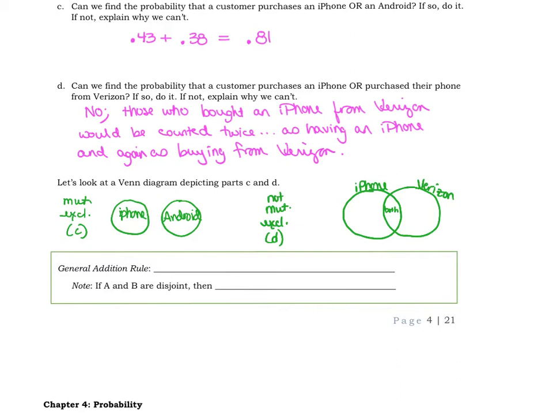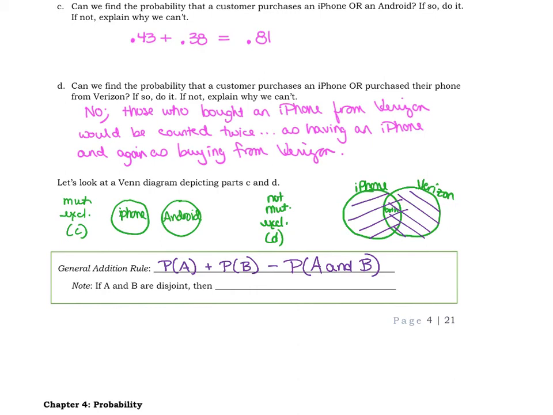Okay, so that leads us to this idea of the general addition rule, which is, what do I do when there's stuff in the middle? How do we figure that out? So what we do is we find the probability of event A. Let's say that's the iPhone users. We add to that the probability of event B. Let's say that's the Verizon users. So let me just real quick shade this in here. So there's my iPhone users. Here are my Verizon purchasers. And notice where they crisscross in the middle, those are the people that got counted twice. So what we do is we subtract out the probability that A and B happened. What's the probability that people are in the middle?